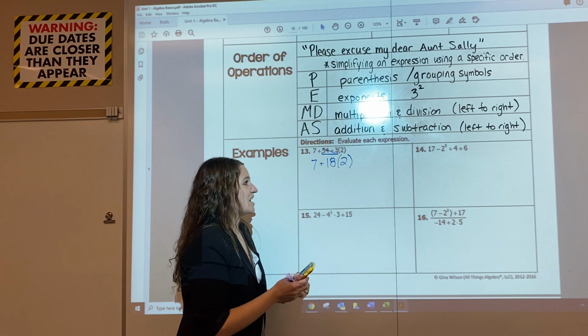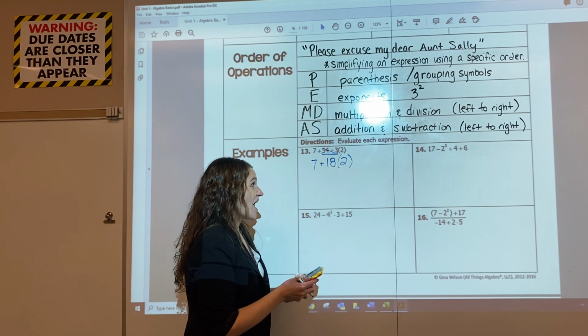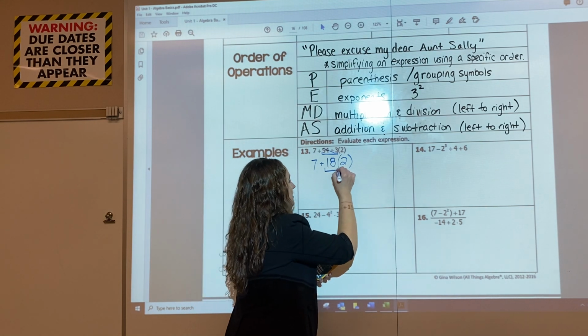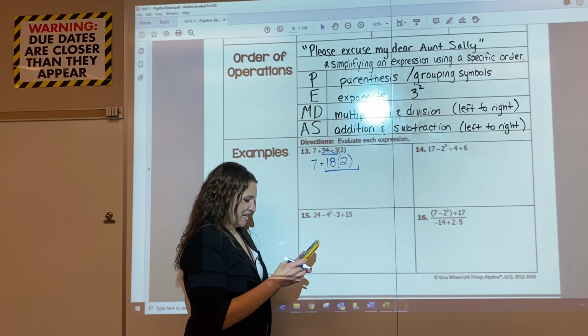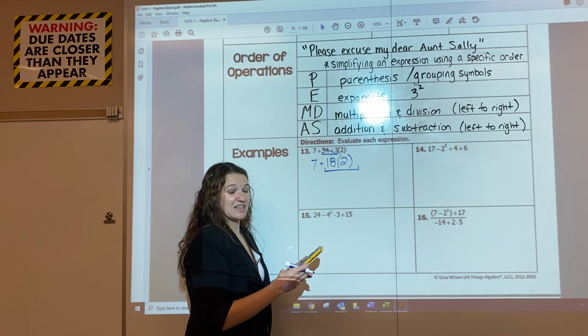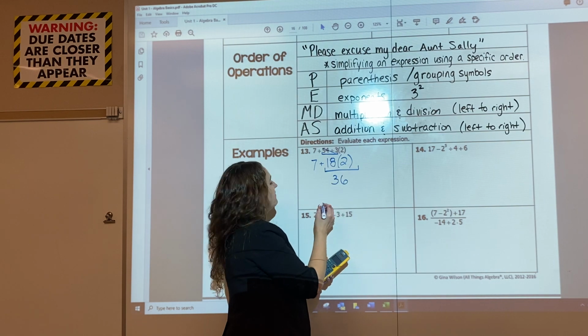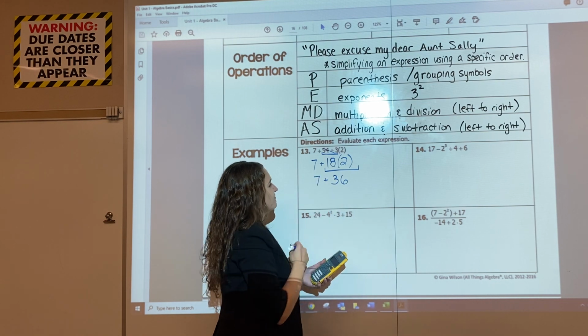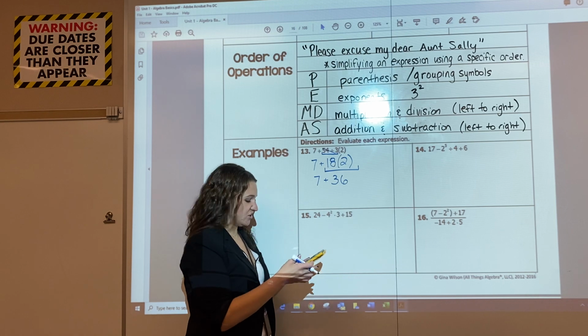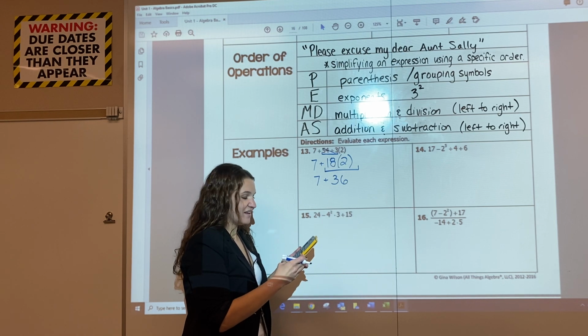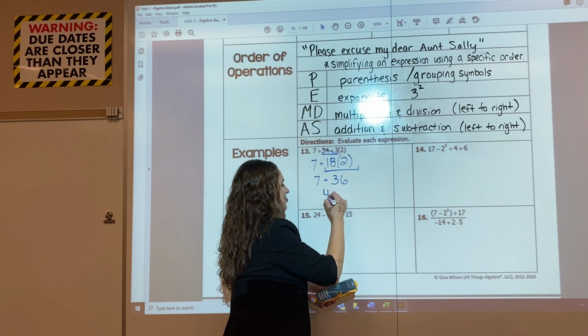Now let's see what we have. 7 plus 18 times 2, well, I know I have to do multiplication first. So I'm gonna take 18 and multiply by 2. That's gonna give me 36. Bring down everything else. Now the only operation left is addition, so I'm gonna add 7. 43 is my final answer here.